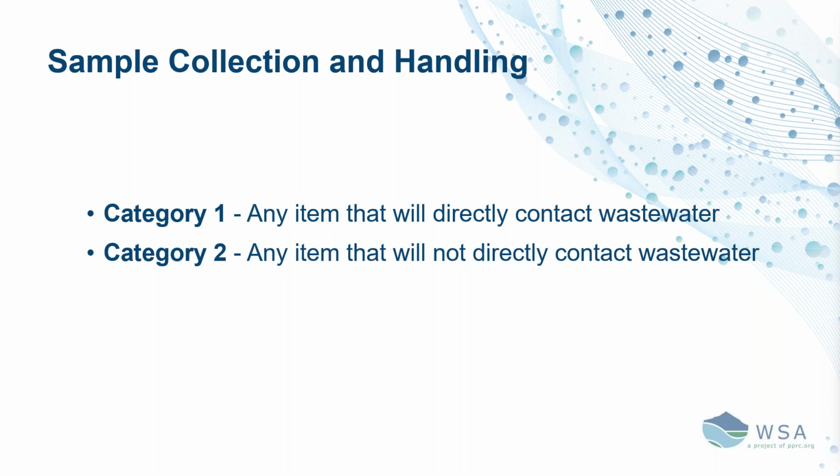Your category 2 equipment is anything that does not come directly in contact with the wastewater, such as your GPS receivers, notebooks, clipboards, your clothing, your personal care products that you might be using, food that you might be consuming outside of the sampling area. And although these items may not directly come into wastewater samples, the surface of some of these materials may contain PFAS, and cross-contamination may still occur. So every effort needs to be made to ensure these items are PFAS free.